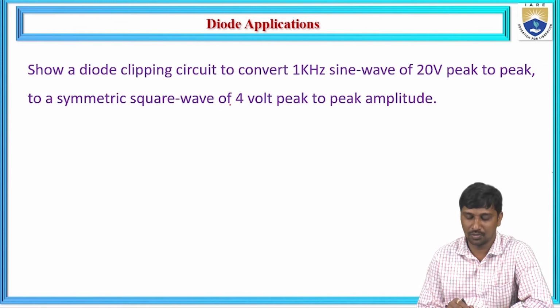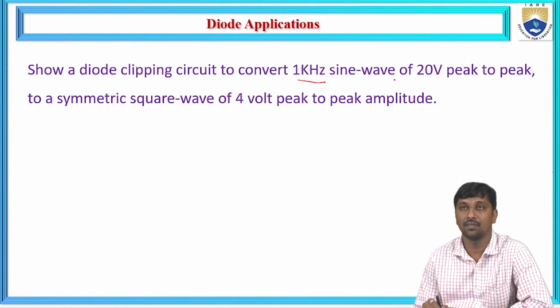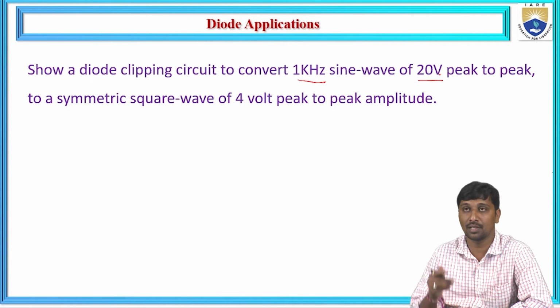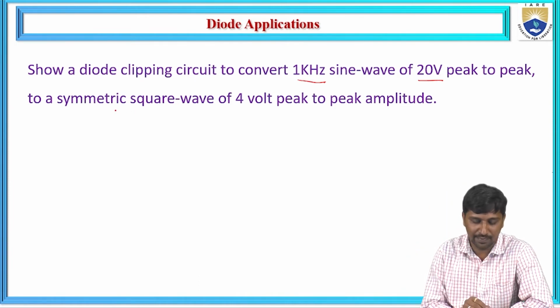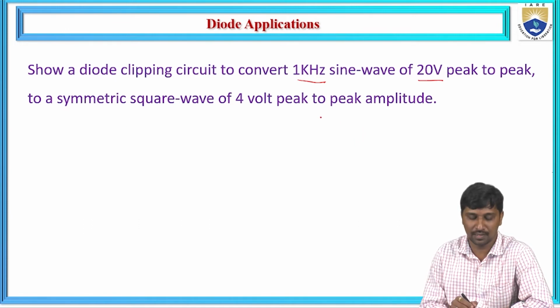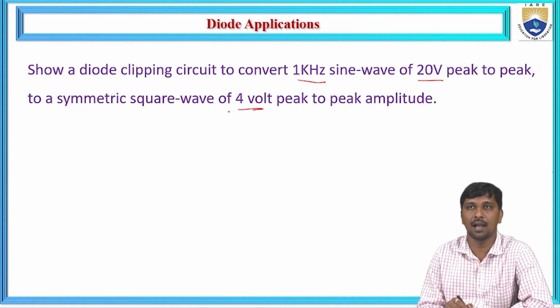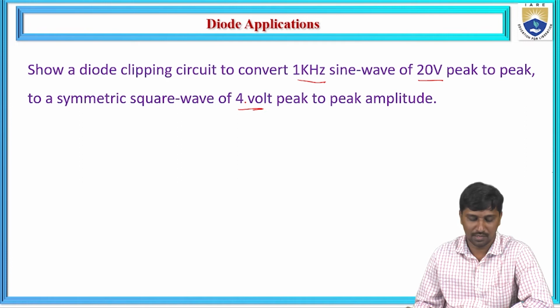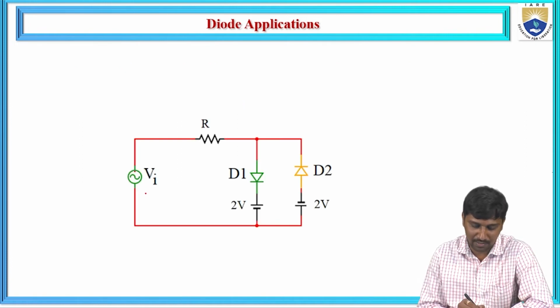The input signal to the clipping circuit is a 1 kilohertz sine wave. The amplitude of the given input signal is 20 volts peak to peak. Then we need to show a symmetric square wave, meaning T on is equal to T off, and that symmetric square wave contains a 4 volts peak to peak amplitude. So just we need to show a circuit. That is the reason we are applying the diode clipping circuits.